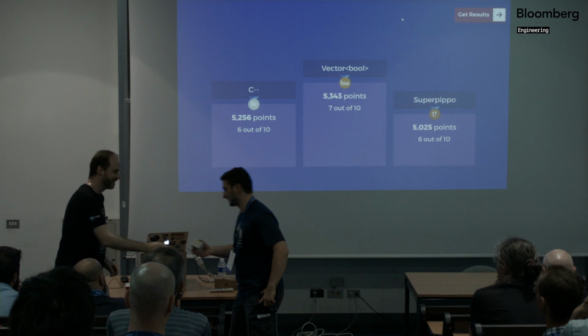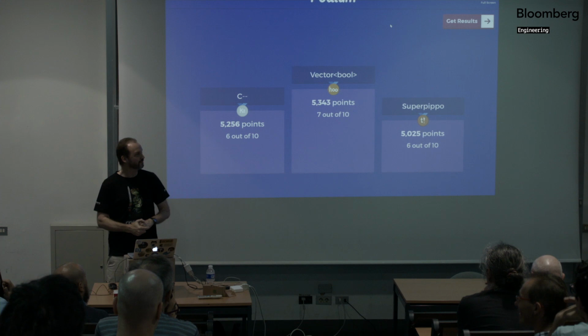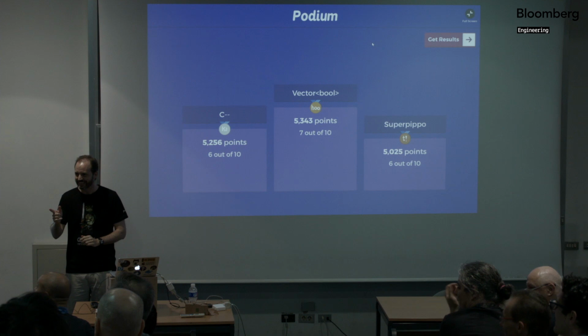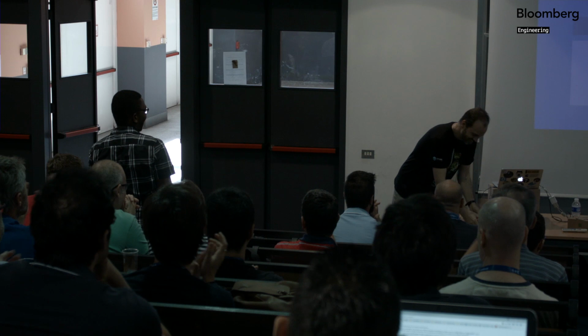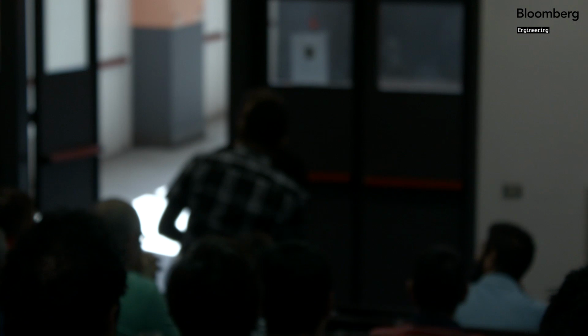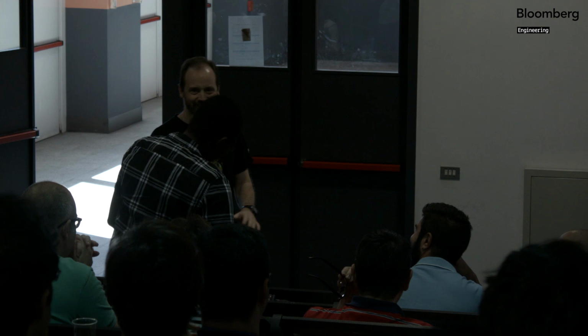And finally, the champion, the best C++ crazy developer of the room, Vector Bull. Who is Vector Bull? You are? Yeah. Yay, congratulations. So, great job. You did a great job. I think I would have actually missed the last one, the network failure. And even though you won, so. Perfect.